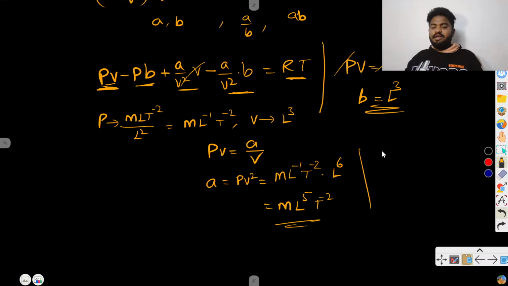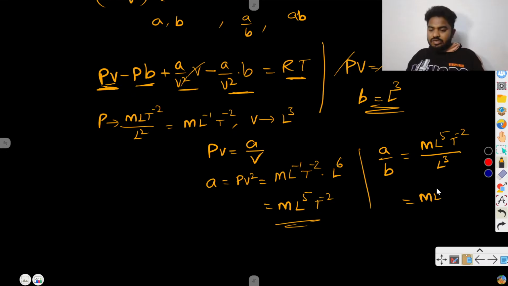If they ask you the A by B value, then you can write A by B is equal to M L to the power 5 T to the power minus 2 by B in the sense L cube, right? Then you'll get M L square T to the power minus 2. Wow, it is equal to energy. So A by B gives you the dimensional formula of energy. Like that you can answer the questions, right? Hope you understand well. And next, let's come back to the next use of dimensional formula.